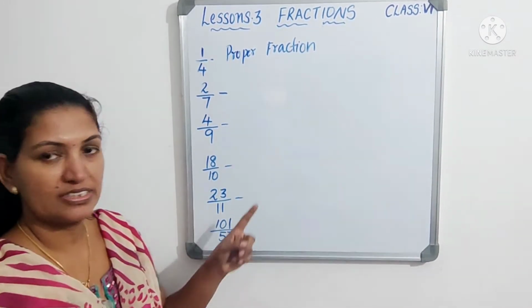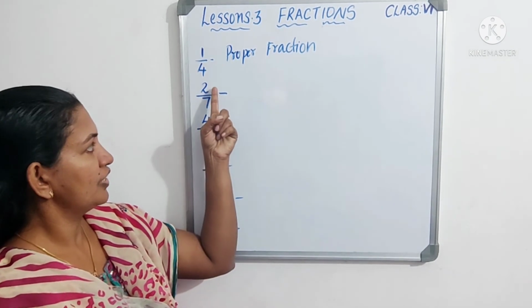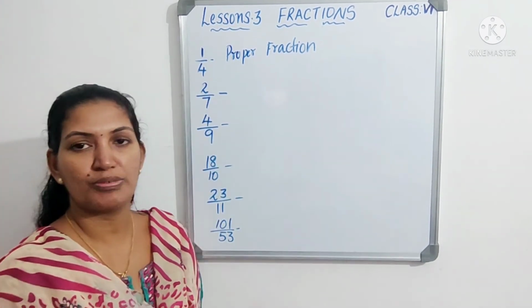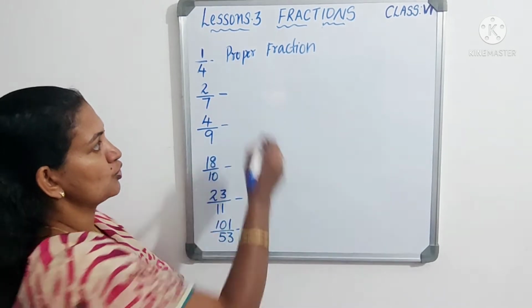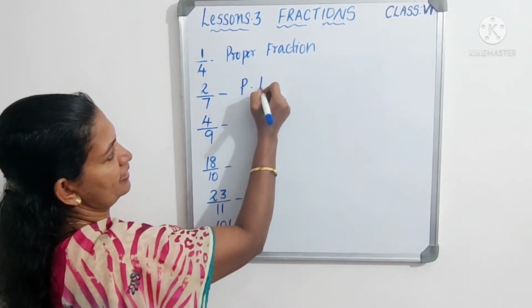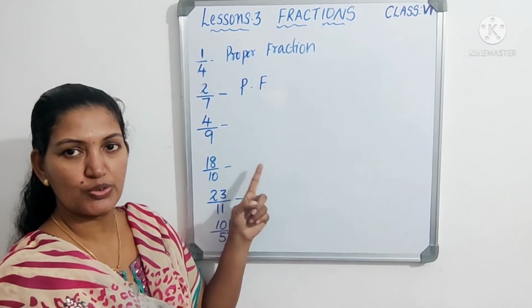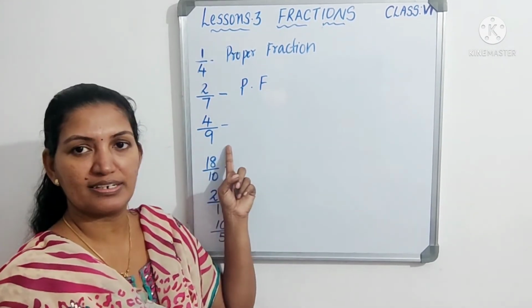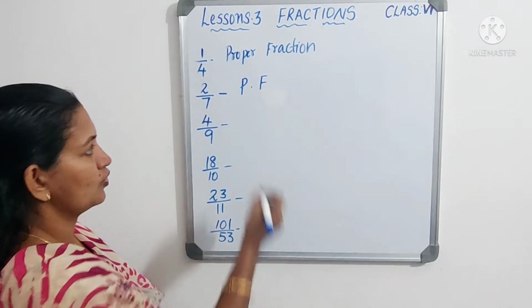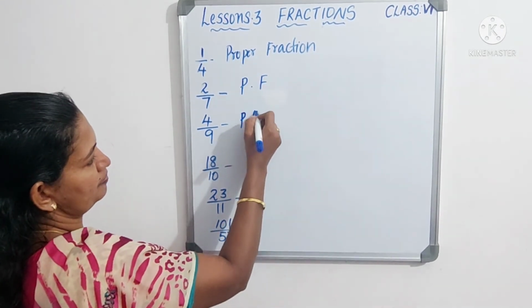Next, 2/7. Here also the numerator is small and the denominator is big. So this fraction is also a proper fraction. Next, 4/9. Here also the numerator is small and the denominator is big. So these types of fractions are called proper fractions.